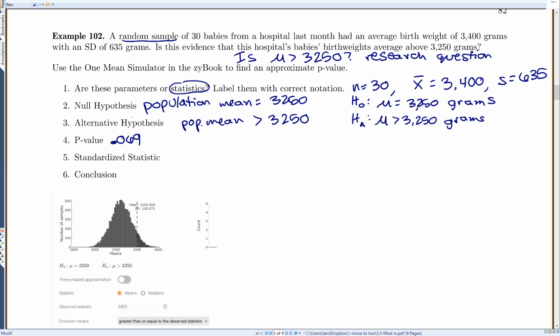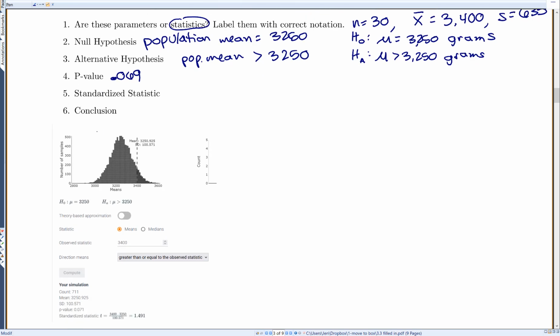Now, you might notice this is slightly different than what we just barely got, okay? Because it's a simulation, so simulations are always a little bit different. Let's go with what's written down on your notes. So you can find your p-value and your standardized statistic here. So my p-value is 0.071. And my standardized statistic, t equals 1.491. It means the same thing as what we learned before, and we'll talk about why it's suddenly a t.